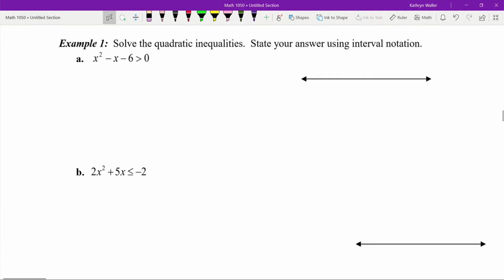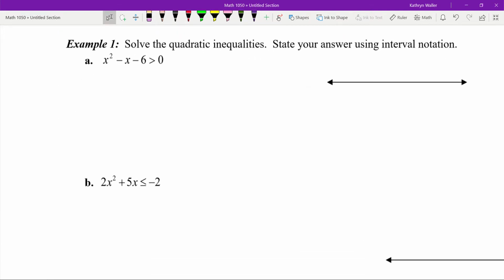So here we go, nice and slowly with question number 1, okay? Step number 1, get a 0 on the right-hand side, done, okay? Step number 2 is to factor. So the x squared is going to go to an x and an x. The 6 is going to go to a 3 and a 2. Signs are different. The biggest is a negative, so the 3 is a negative and the 2 is a positive. Okay, so I had a 0 on the right and I factored.